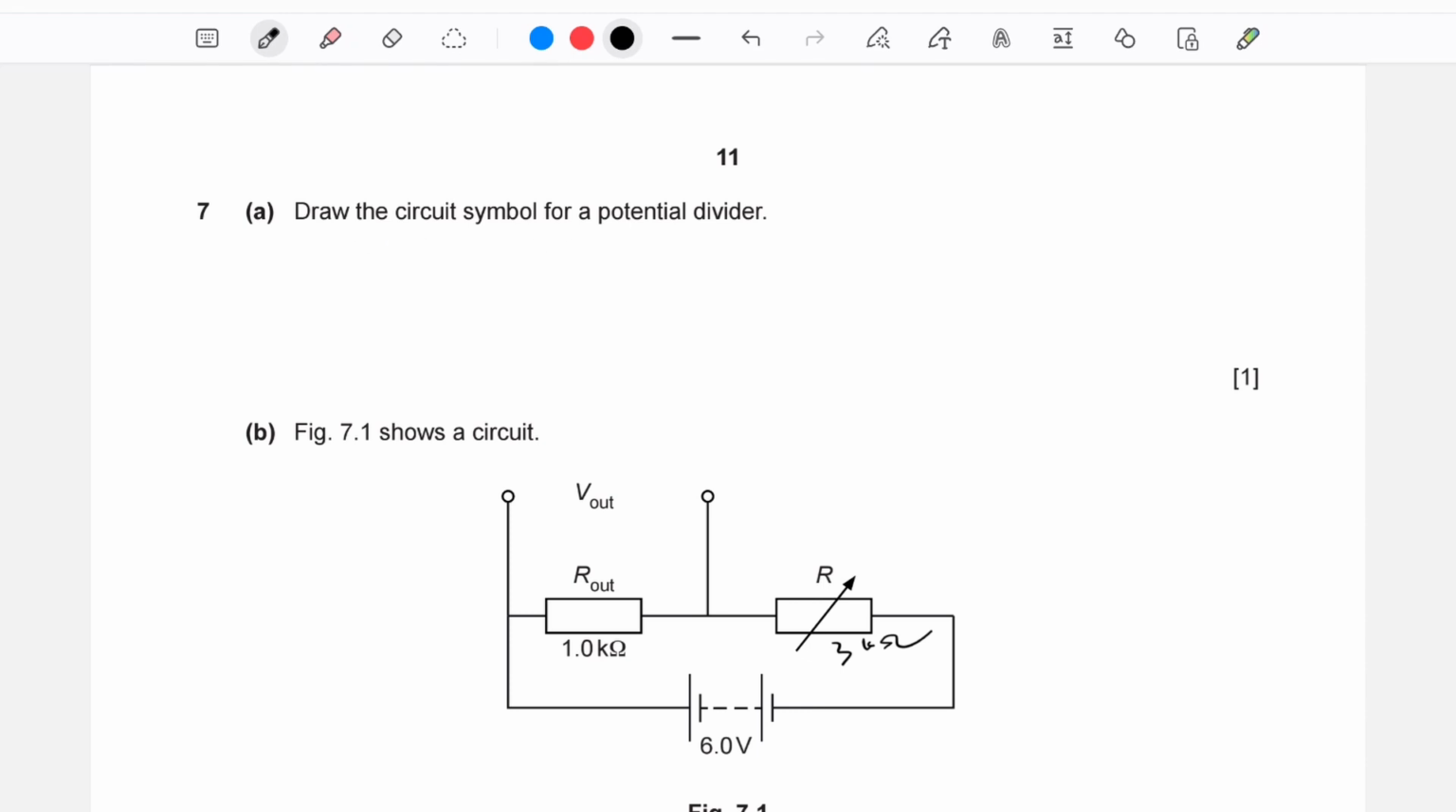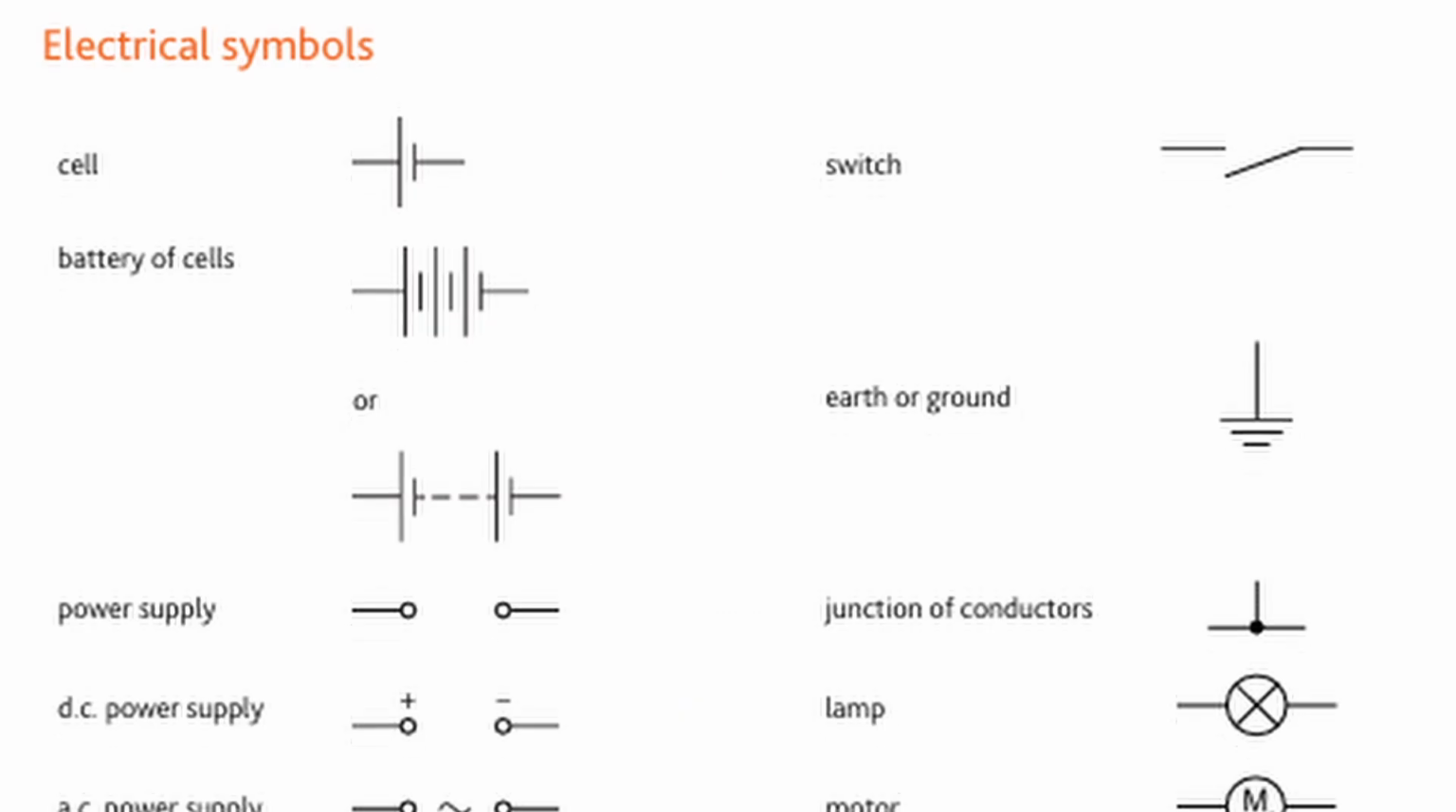Draw a circuit symbol for a potential divider. So this is the symbol which you have to draw. You're also supposed to remember these circuit symbols.